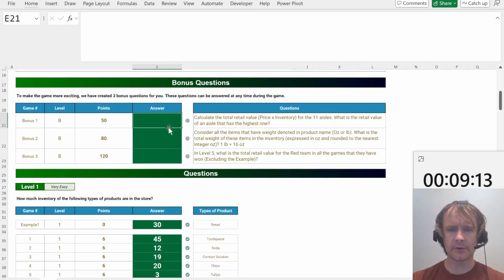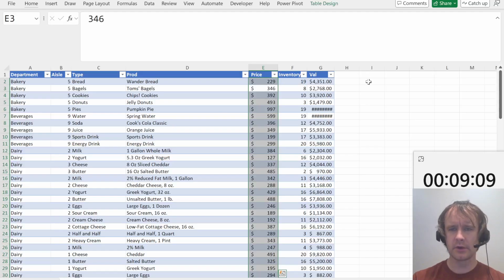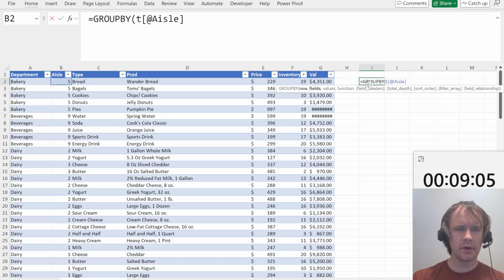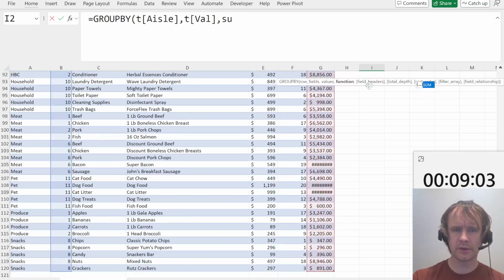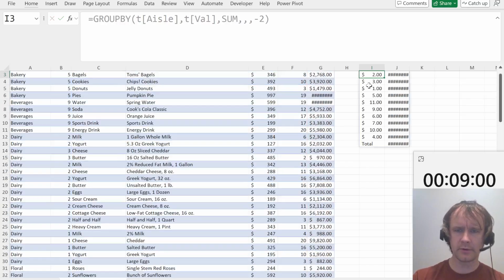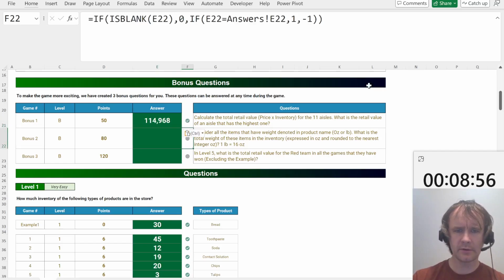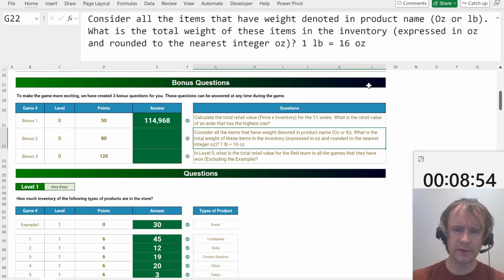Calculate the total retail value for the 11 aisles. What is the retail value of the aisle that has the highest one? So it's going to be group by aisle, retail value sum, -2, and the answer is this one. Yes. Okay.